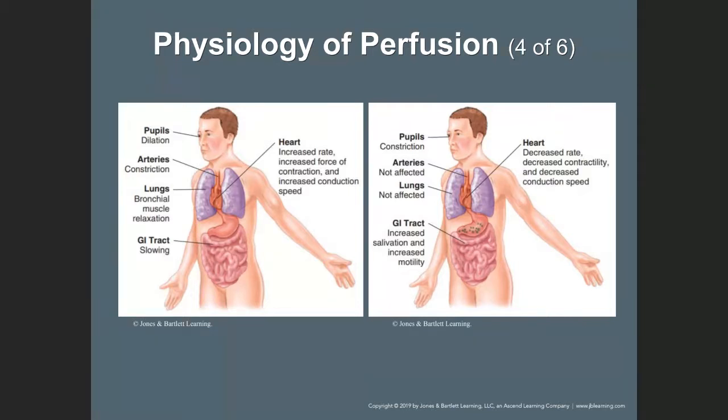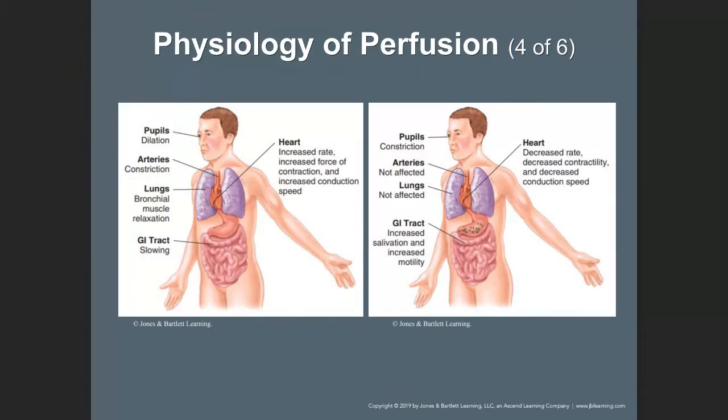You should be familiar with the actions of the sympathetic and the parasympathetic. So you need to know what the sympathetic does to the pupils, what it does to the arteries, what it does to the lungs, what it does to the GI tract, what it does to the heart. And the pictures that are depicted, so the picture on the left is sympathetic response, and the one on the right is parasympathetic. So the sympathetic response will cause the pupils to dilate.